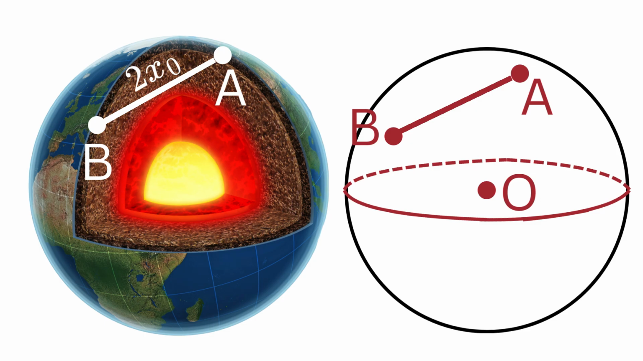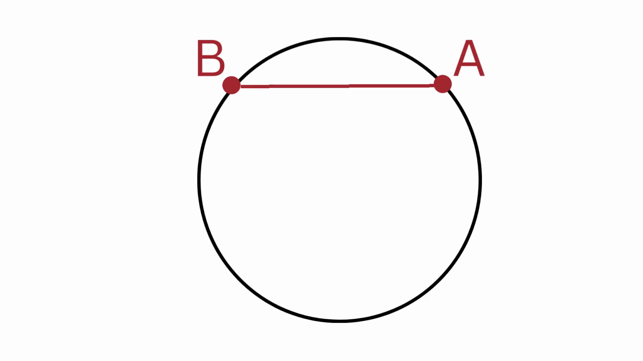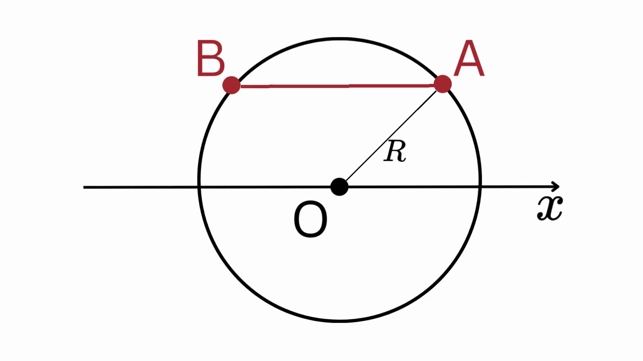Given a tunnel of length 2 times x0 between two locations, A and B on Earth, consider the great circle that goes through these 2 points and has center at the center O of the Earth. When the two locations are antipodal, the tunnel goes through the center of the Earth. That is, it becomes a diameter, and x0 is equal to Earth's radius. I will introduce a coordinate system with origin at the center of the Earth, an x-axis parallel to the tunnel and a y-axis perpendicular to the tunnel.